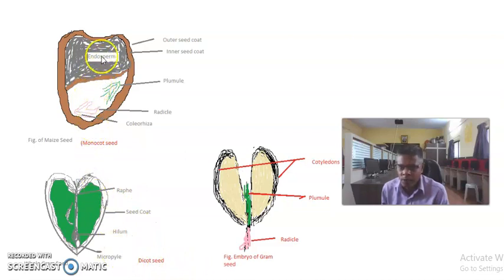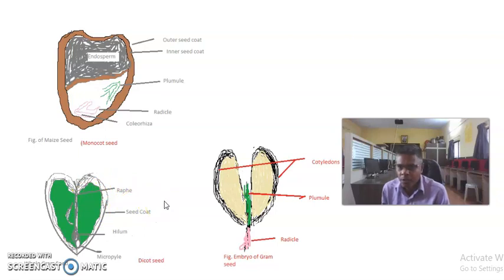In this diagram we see the different parts, that is the endosperm, then the outer seed coat, then the inner seed coat, then the plumule, then radicle. And in dicot type seed we see here cotyledons. There are two cotyledons, here plumule, then the radicle, and in the second diagram we see the micropyle, hilum, seed coat, raphe, which are the different parts of seed.